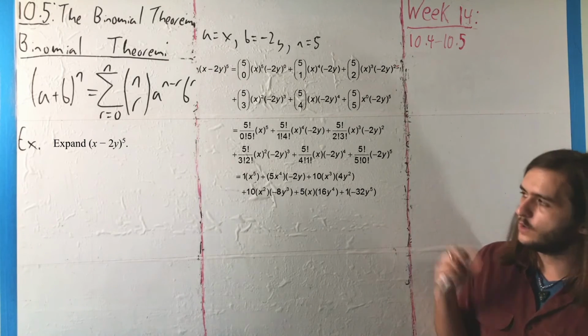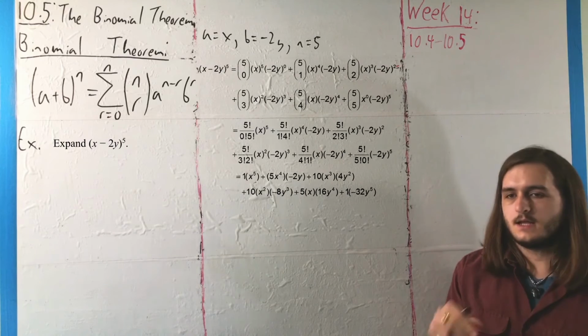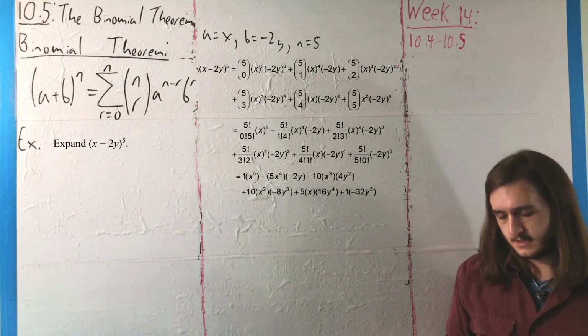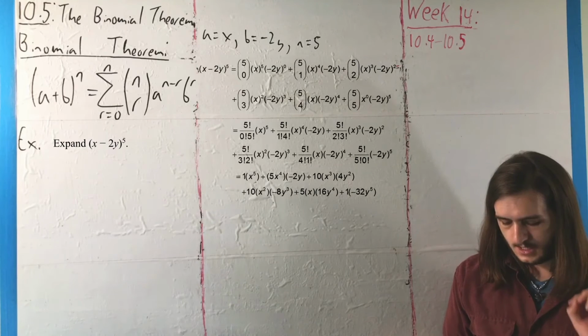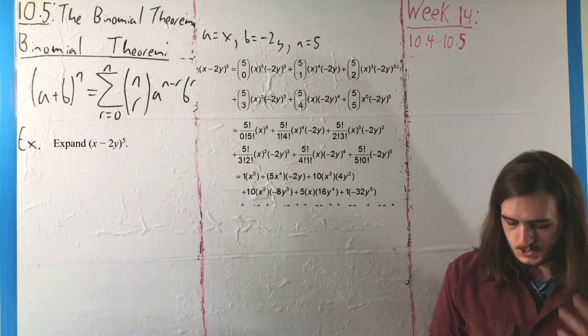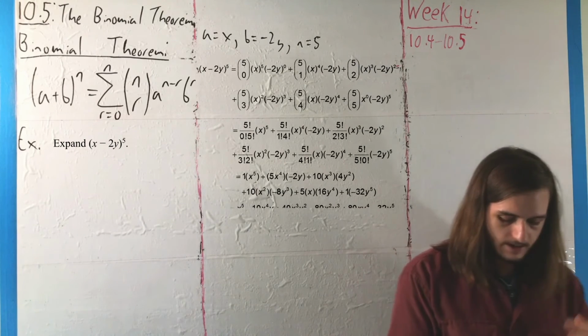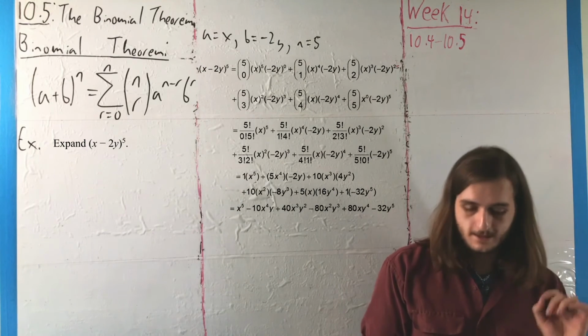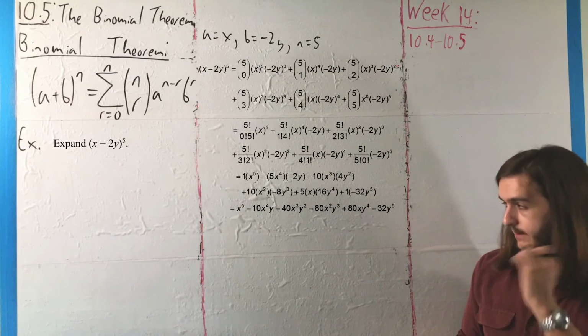And so if we take that horrible, horrible mess, condense it down, find like terms, and squeeze out some of those constants, we will get x to the fifth minus 10x to the fourth y plus 40x cubed y squared minus 80x squared y cubed plus 80x y to the fourth minus 32y to the fifth.